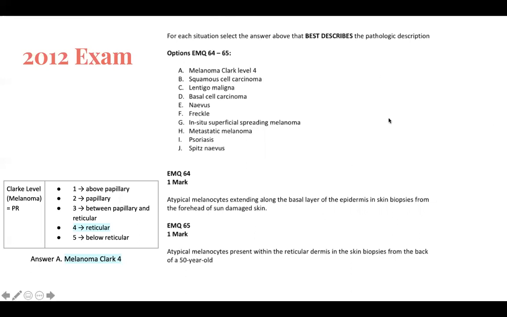And the way to remember Clark level is, you can think of it as PR. So if there are 5 levels, 3 is in between, that's between P and R. So 2 is papillary and 4 is reticular. Level 1 is above papillary, and 5 is below reticular. So if you remember PR, with 3 being between P and R, it helps you remember the different levels.